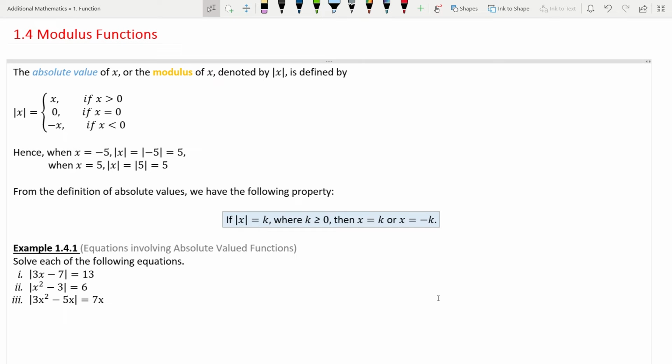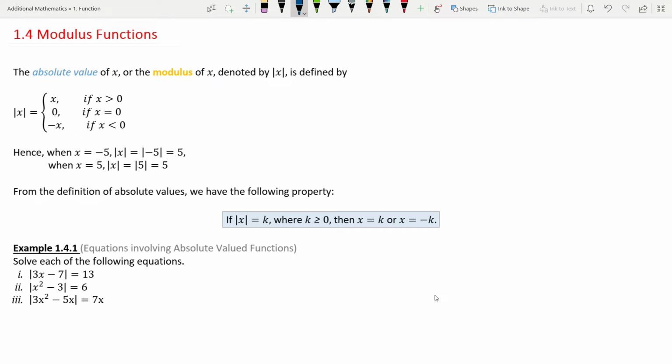1.4 Modulus function. The absolute value of x, or the modulus of x, denoted by x in between two straight lines, is defined by modulus x is equal to x if x is greater than 0, modulus x is equal to 0 if x is equal to 0, and modulus x is equal to negative x if x is less than 0. Hence, when x is negative 5, modulus x is equal to 5. When x is 5, modulus x is equal to 5.